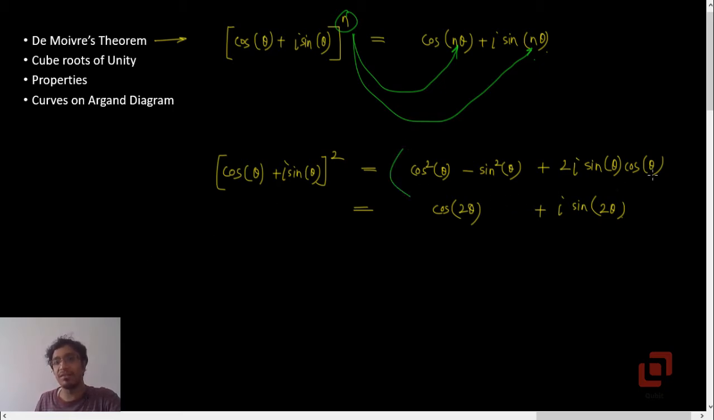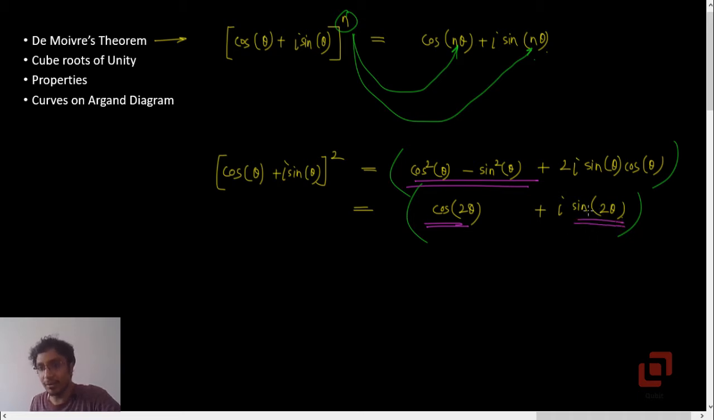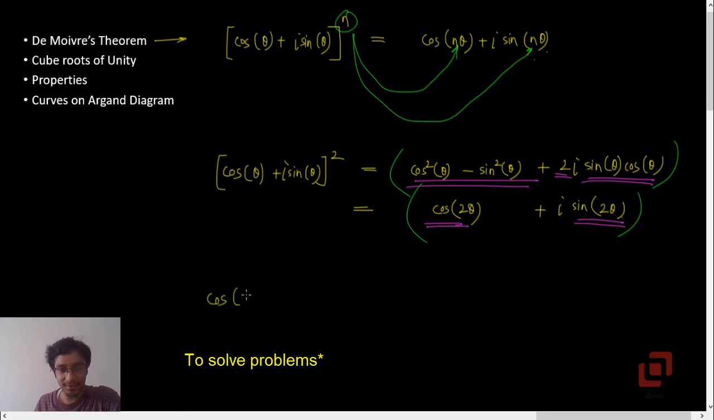When are two complex numbers equal to each other? When their real parts are equal. So we get cos 2 theta as cos squared theta minus sin squared theta. And their imaginary parts are equal. So we get sin 2 theta as 2 sin theta cos theta. But I would say don't use De Moivre's theorem, use this. This is much better.